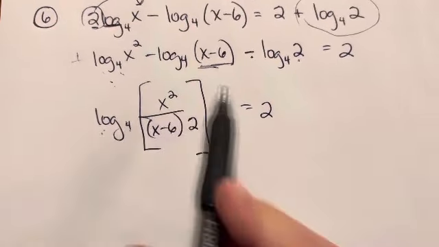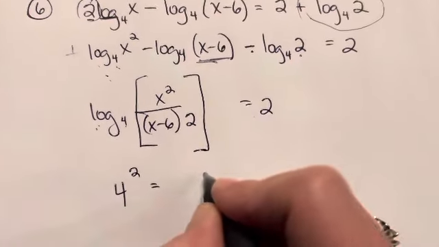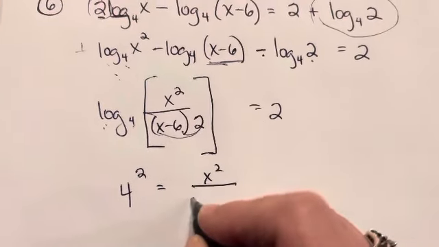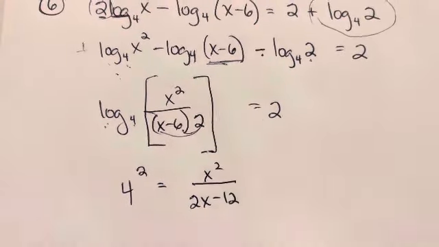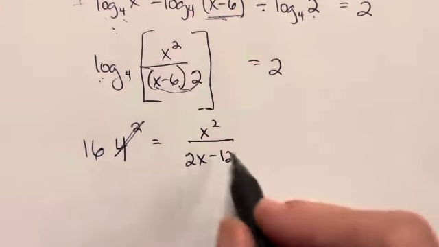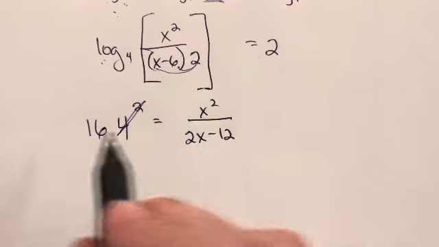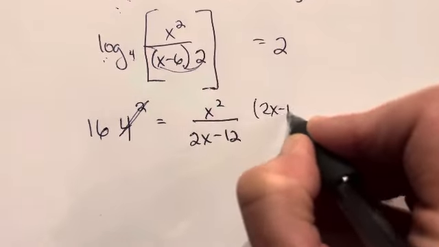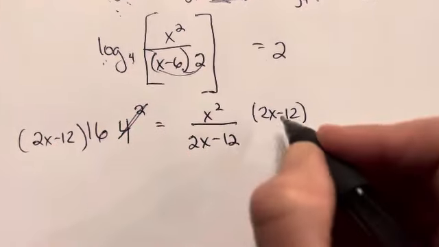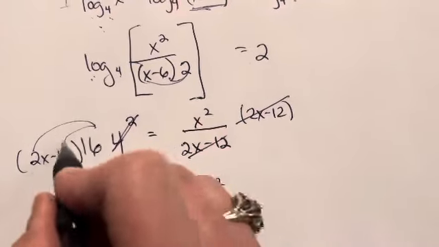There's your base. There's your exponent. So it's 4 to the second equals x squared over the quantity. I'm going to go ahead and distribute this 2 in. That would be 2x minus 12. Okay? Well, 4 squared is 16. I've got a fraction, so I'm going to get rid of it. I'm going to multiply both sides by whatever's in the denominator, 2x minus 12. 2x minus 12, these cancel. I'm going to distribute them in.